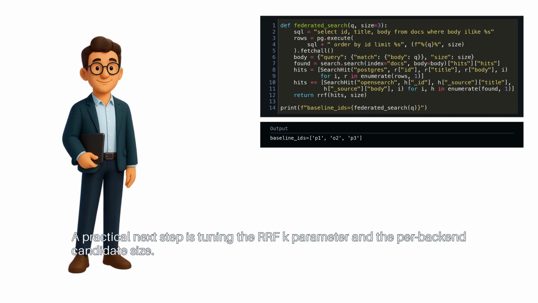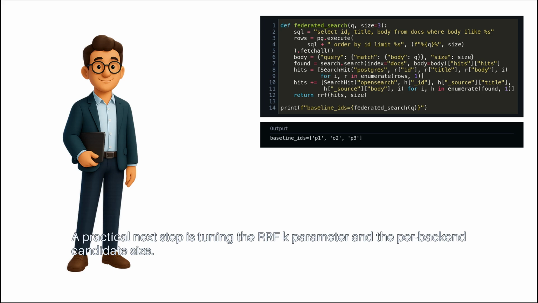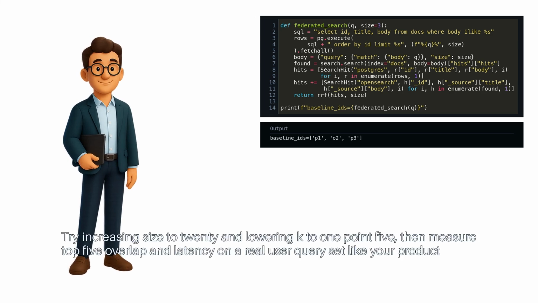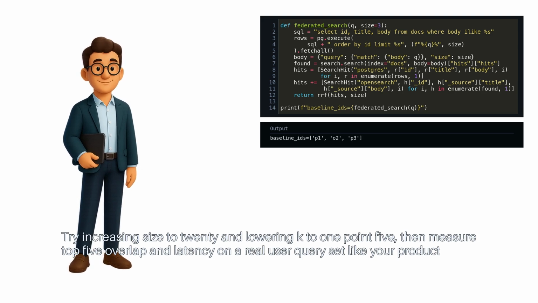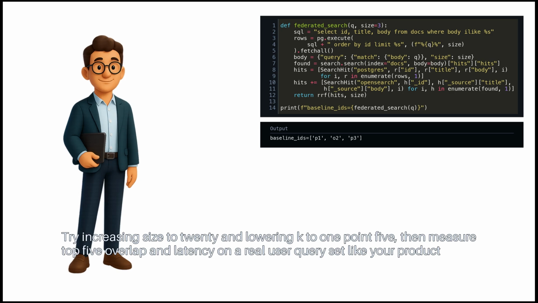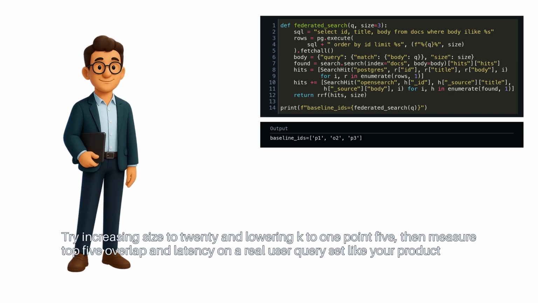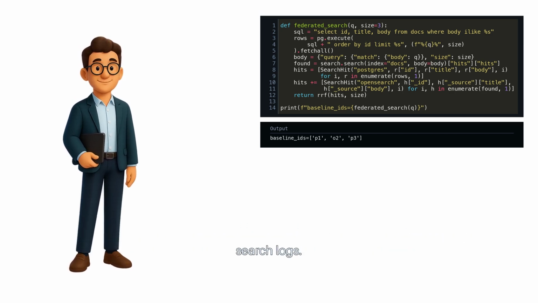A practical next step is tuning the RRF K parameter and the per backend candidate size. Try increasing size to 20 and lowering K to 1.5. Then measure top 5 overlap and latency on a real user query set like your product search logs.